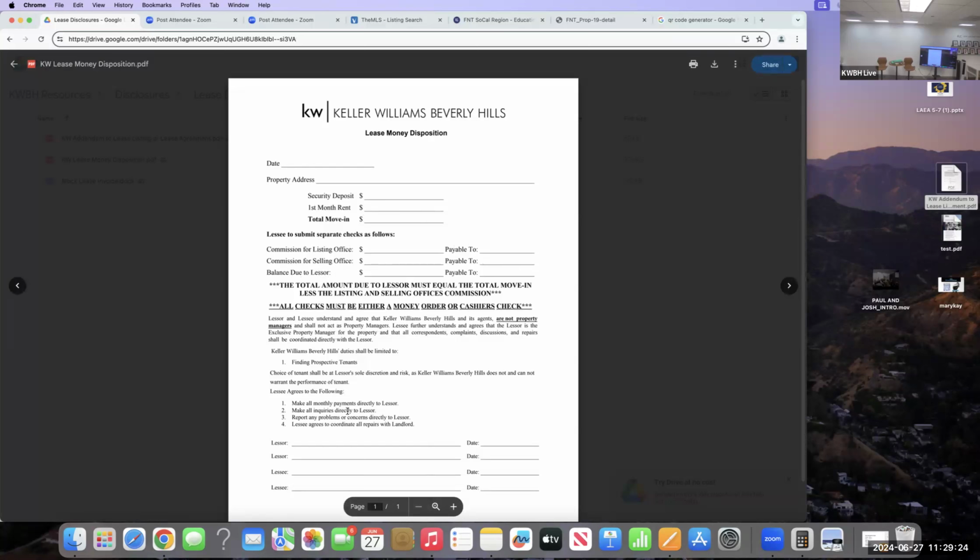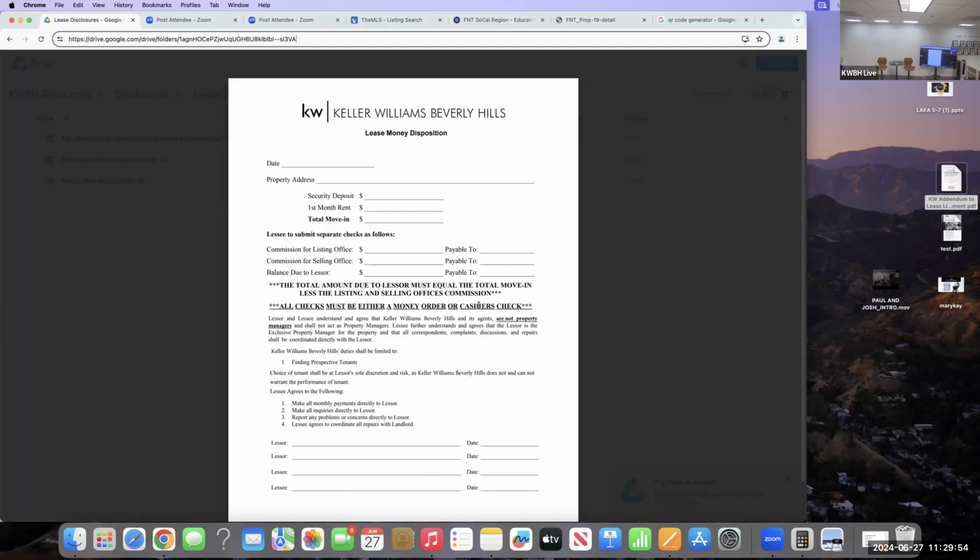And everyone signs. It says here, the total amount due must equal the total amount moved in, okay? All checks must be a money order or cashier's check. You must get cashier's checks for the initial money. It's very important. We don't take personal checks. Don't forget, we had a class yesterday on leasing, and I said this is very dangerous, the landlord-tenant business, right? Tenants can stay and not pay.